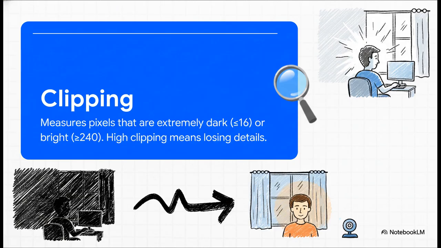All right, let's talk about a funny word, clipping. This measures the parts of your image that are so bright they've gone completely white or so dark they're pure black. You know, like when a bright window behind you just becomes a white blob? That's clipping. And when it's high, it means you're losing detail. The fix is usually to change your position or soften up that light source.